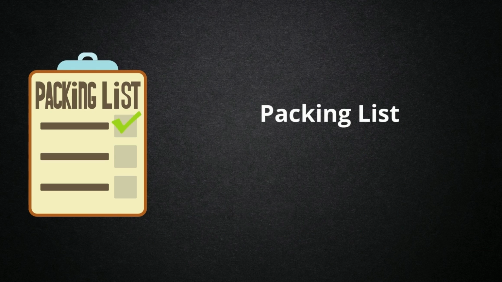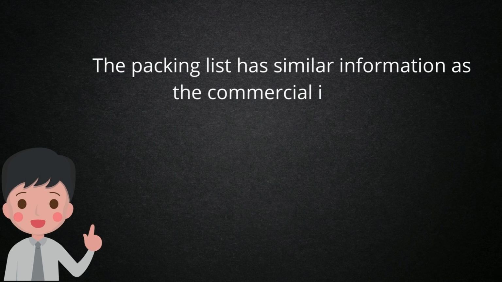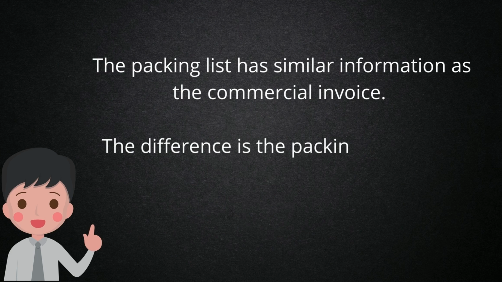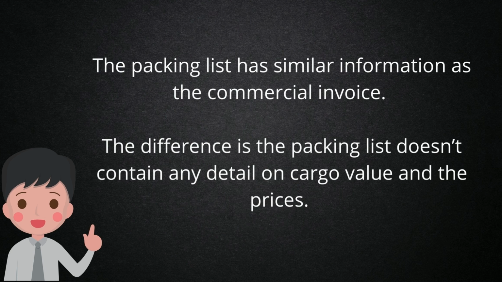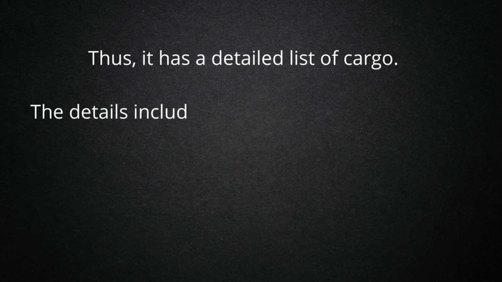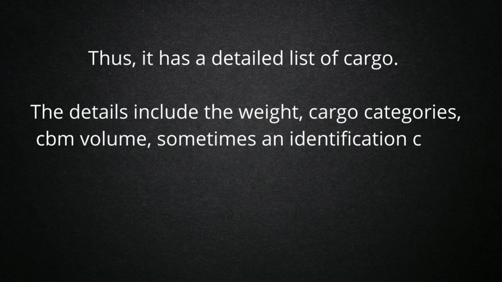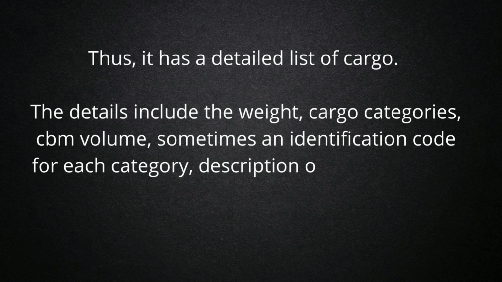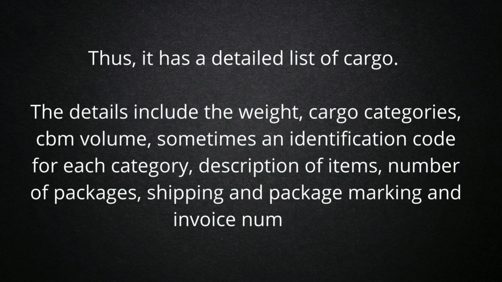Next, we will check on the packing list. The packing list has similar information as the commercial invoice. The difference is the packing list doesn't contain any detail on cargo value and the prices. Thus, it has a detailed list of cargo. The details include the weight, cargo categories, CBM volume, sometimes an identification code for each category, description of items, number of packages, shipping and package marking, and invoice number.